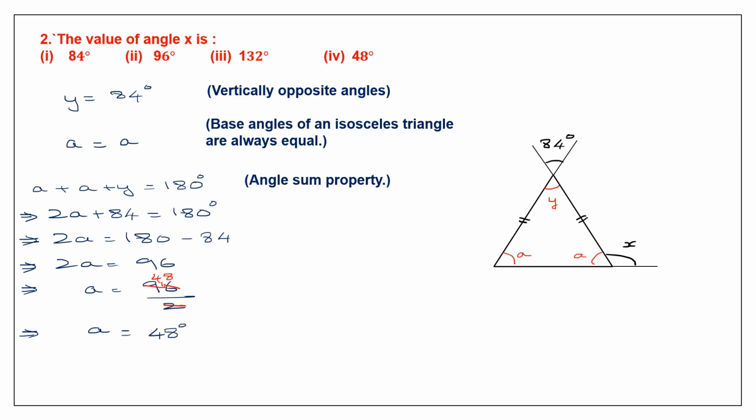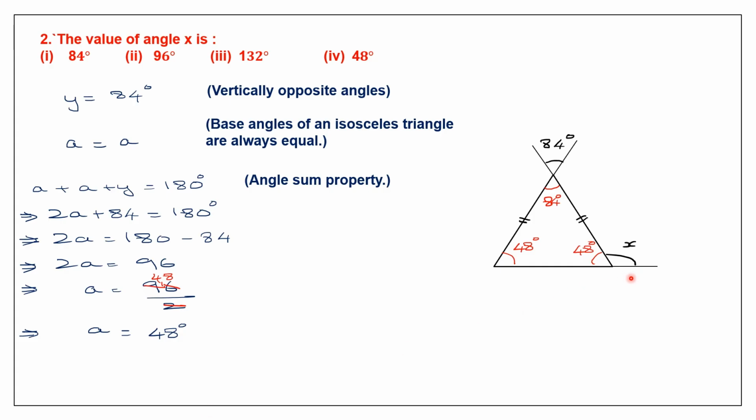That means the base angles. Let's substitute it there. So in the place of A, we can write 48 degrees. So here I have 48 degrees and here I have 48 degrees. And what is Y? Y we have found out to be 84 degrees. Now we have to find the value of x.